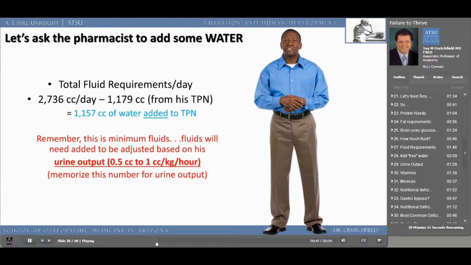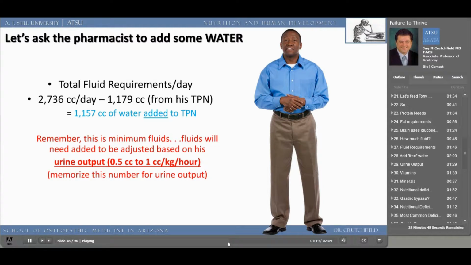For example, does he have a fever? If he does, he's going to sweat, and he'll need more fluid. Is he active? If he's active, he will evaporate more water. Is he on a ventilator, where he'll lose water every time he exhales? We have to take all of these losses into account when we calculate his water needs. Does he have diarrhea? If so, we'll have to add those fluid losses into the amount of water that we give him daily. But let's not make it complicated.